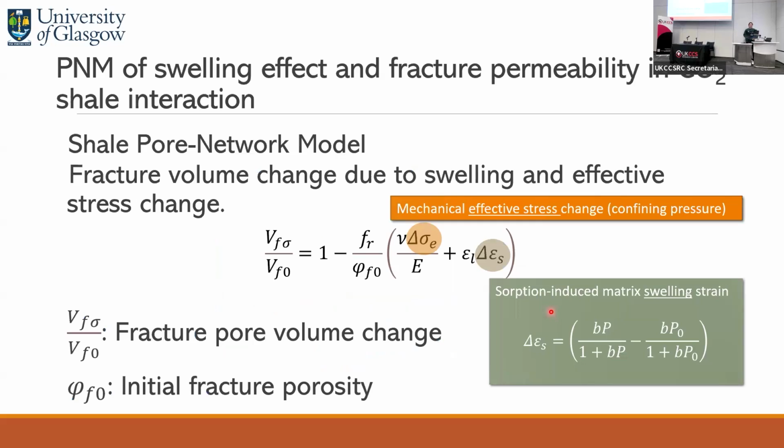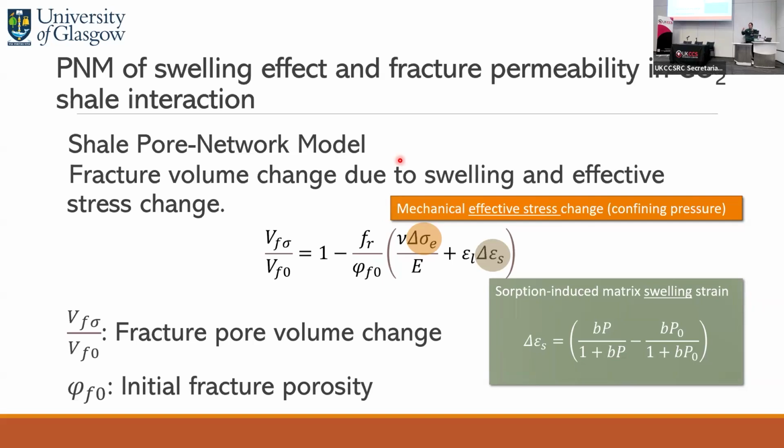So we contribute. Okay, so we have the shale pore network model. Fracture volume change due to swelling and effective stress is the main equation. So how the swelling stress and effective stress change. Okay, because, as we said, for all rock, the fracture permeability is interesting because when we inject some fluid inside, okay, we decrease the effective stress. Decreased effective stress means the fracture will open. In the real reservoir, we inject something into the fracture, the effective stress will decrease, the fracture opens.